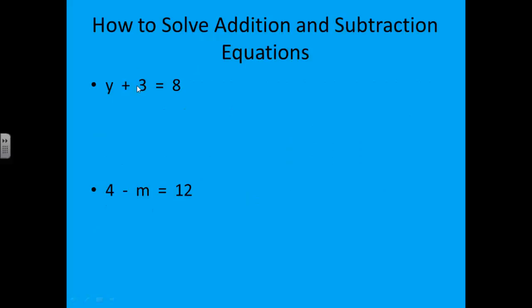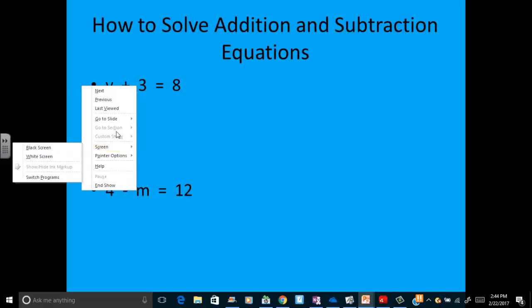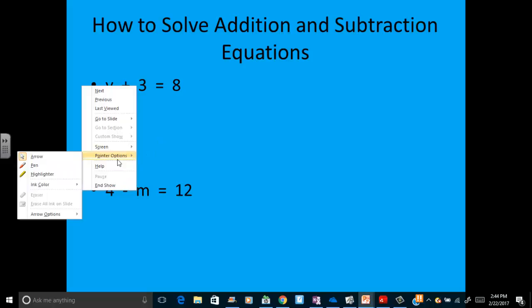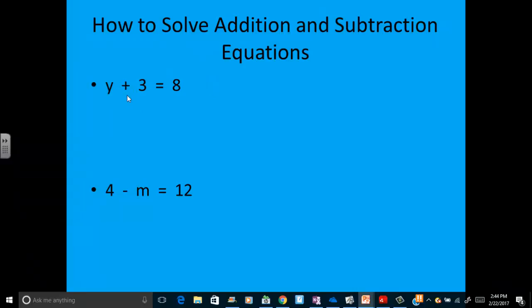So here we go. y plus 3 equals 8. In order to get this y all by itself, I have to do the inverse operation to get rid of the 3. I have to then subtract 3. What do I get when I subtract 3 from positive 3? I get 0 or nothing. But I also then have to do the same thing to the other side of the equal sign. So I subtract 3.